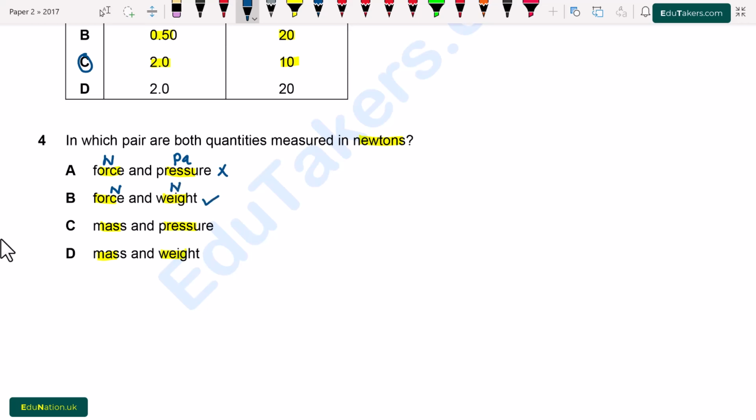Again, option C, mass is measured in kilogram, due to which this option is incorrect. And in option D, again mass is measured in kilogram. So this is also incorrect. The only correct option is B.